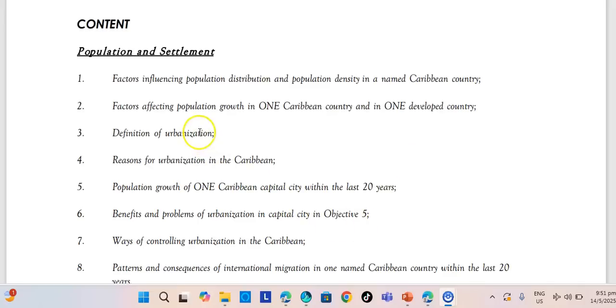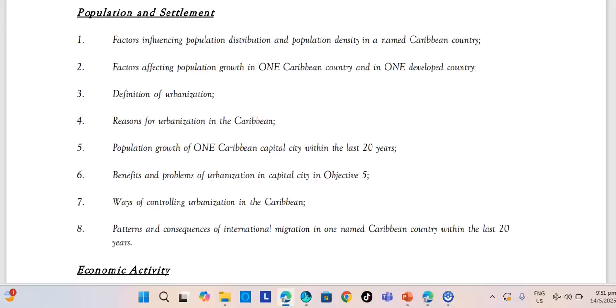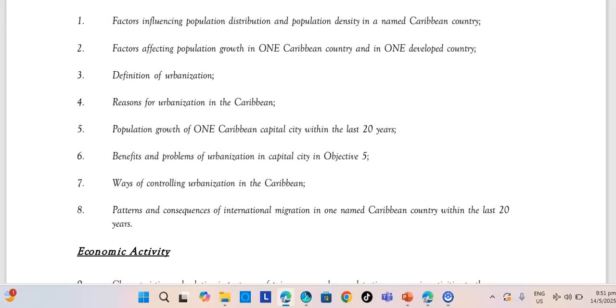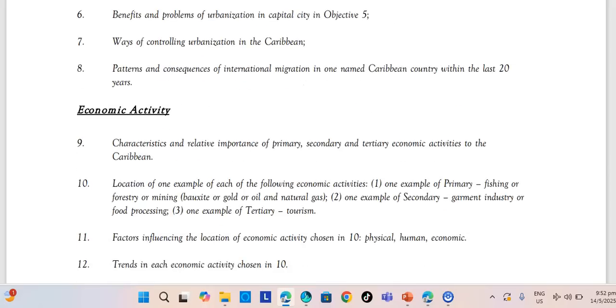What is urbanization? Urbanization is the movement of people from rural areas to urban areas. Population growth of one Caribbean capital city within the last 20 years. We're also going to look at the benefits and problems of urbanization in the capital city in Objective 5. So whatever capital city we're going to look at, we're going to look at the same one in Objective 6. All right, so let's go.